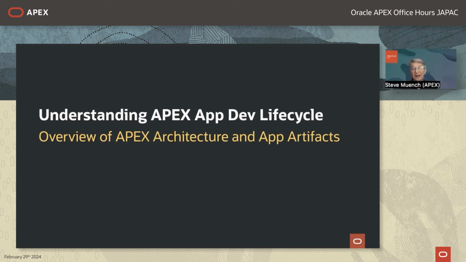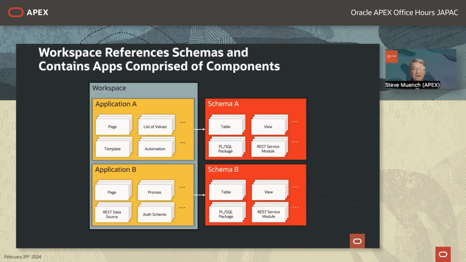So let's just start so that everybody's on the same page with a quick review of the Apex architecture and the kinds of artifacts that your application comprises. So of course, when you're working in Apex, you're working in the context of a workspace. You might be working on multiple applications. Those applications are comprised of pages and components. Each application might have its own schema for keeping things organized, or maybe they share a schema, mixing the tables and the procedures. That's up to how you organize your application.